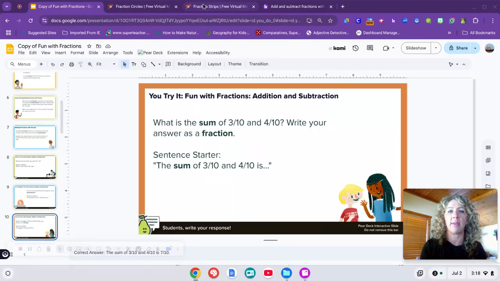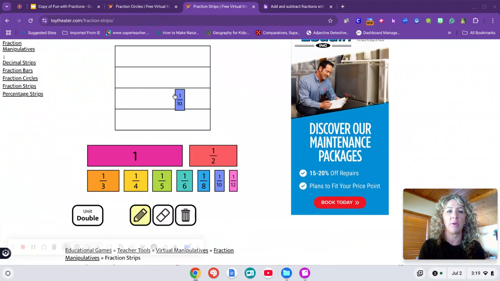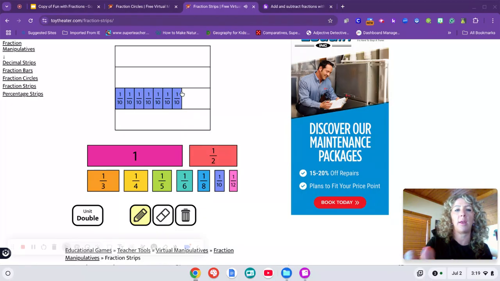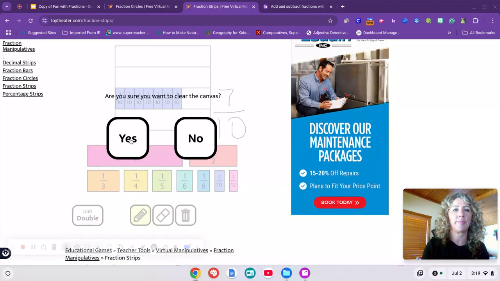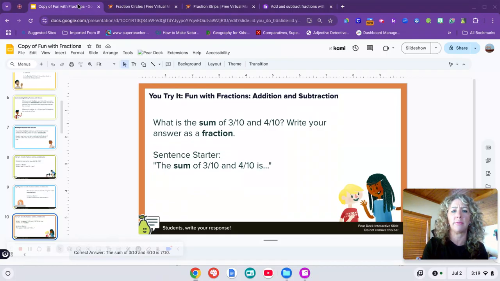And again, we could see that on the fraction strips. We would do 3/10, and then we would put in another 4/10, and we would get an answer of 7/10. Well done, kids. Any questions so far? Confused?